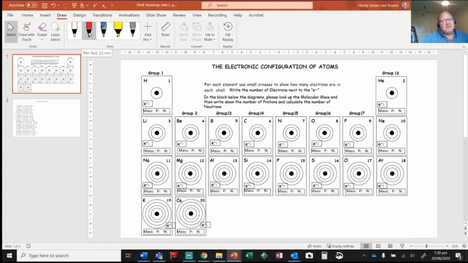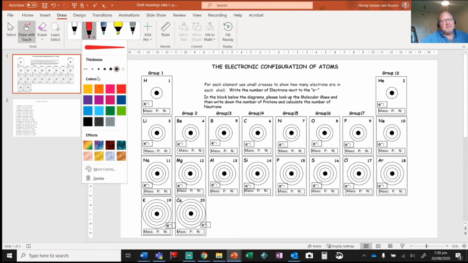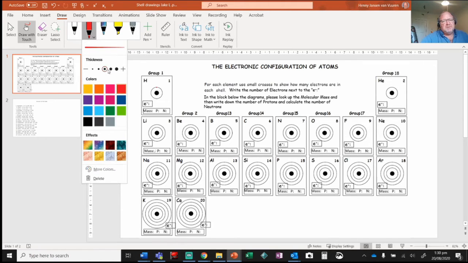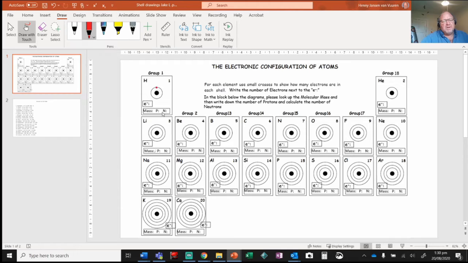In this case, I'm going to have a red pen. Yours might have a different color, because you can change the colors, and we can go blue, but red stands out nicely. I'm going to change the thickness a little bit down, so about there. And now, hydrogen, how many electrons? Oh, too small. So we'll go up 1. Hydrogen, how many electrons? 1. Helium, 2. Click, click. Can you see that?